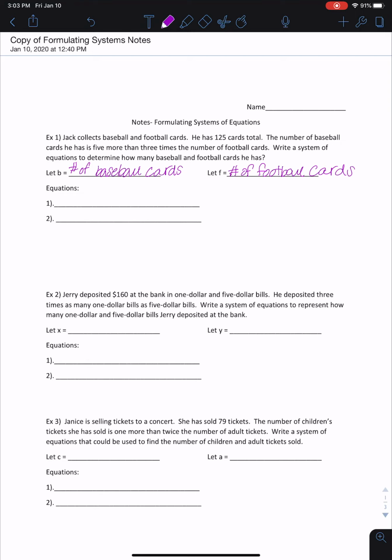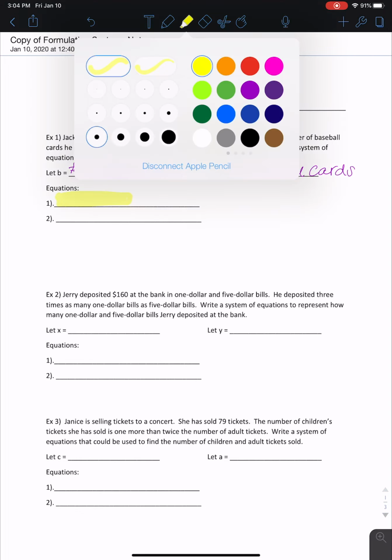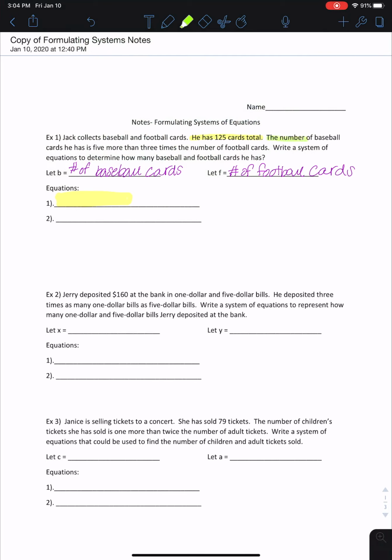Now we're going to get 2 equations from 2 separate sentences. So take a highlighter and highlight this sentence: He has 125 cards total. That's going to give you one of your equations. Then take another color for: the number of baseball cards he has is 5 more than 3 times the number of football cards. That's going to give us the second equation. In order to say he has 125 cards total, you're just going to say all of the baseball plus all of the football is equal to 125 cards. That's it for that equation.